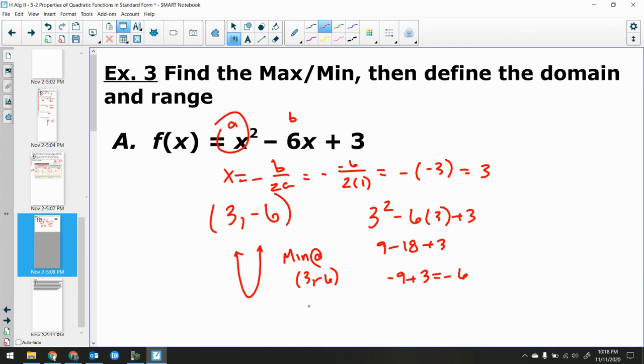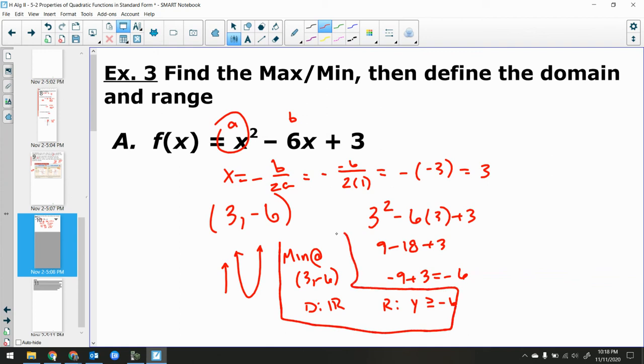Okay. And now identifying the domain and range. Well, domain is always all real numbers. The range is dependent upon the y value of the vertex, so therefore it's going to be y is greater than or equal to negative 6. Think about it. I only want values above negative 6. So here's the minimum value, and there's the domain. Oops, sorry, cut off my range a little bit there. Okay.